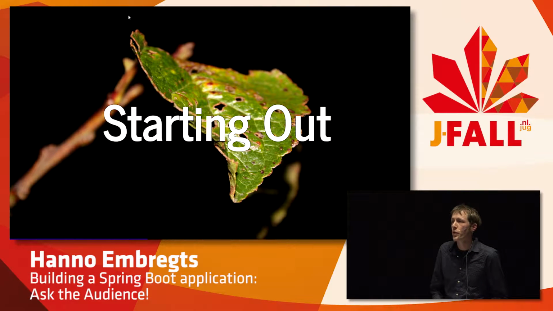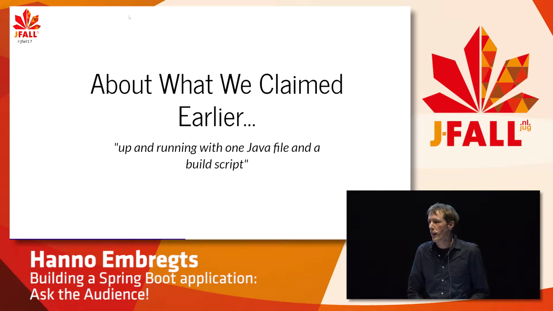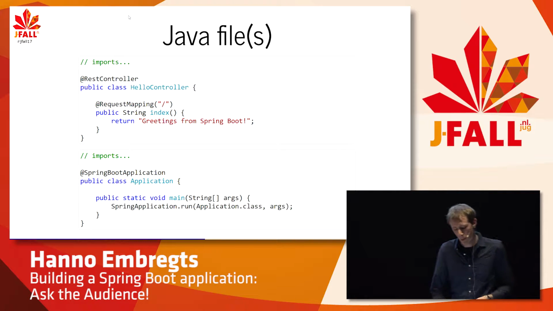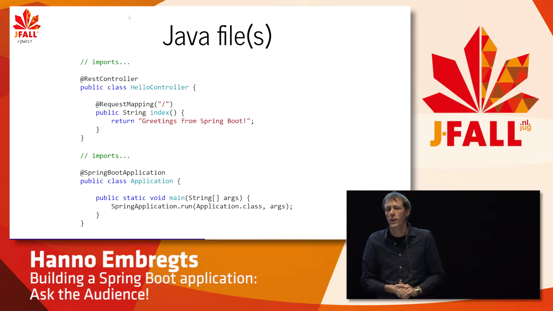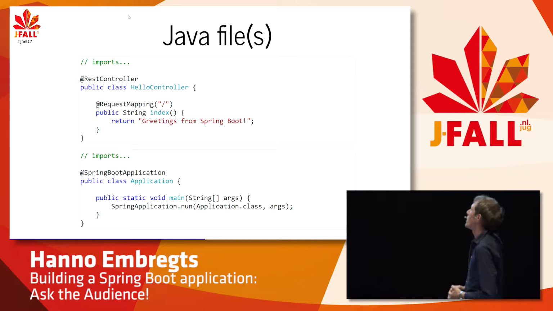So what do you need to do when you start a Spring Boot project? Well, let's first talk a bit about what I claimed earlier, that you can be up and running with one Java file and a build script. Well, this is not entirely true. Actually, you need 2 Java files. You need an application class, which is annotated with the Spring Boot application annotation, and a main method, which will run when your jar is executed.